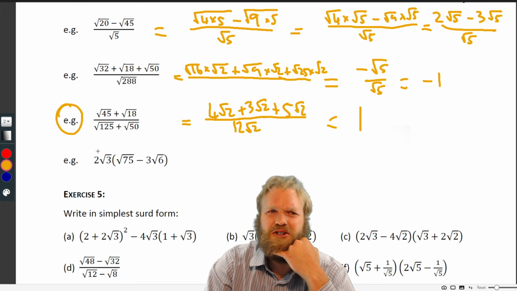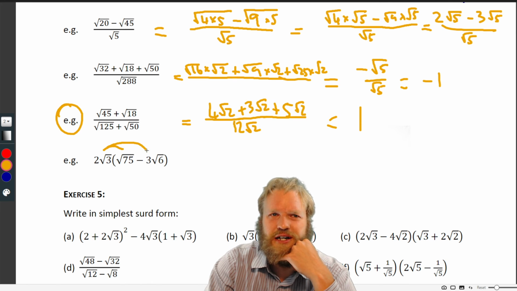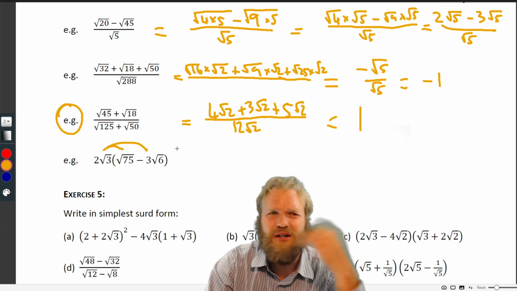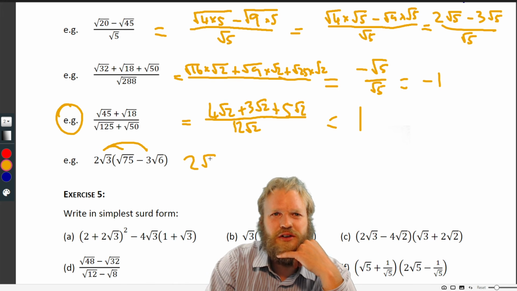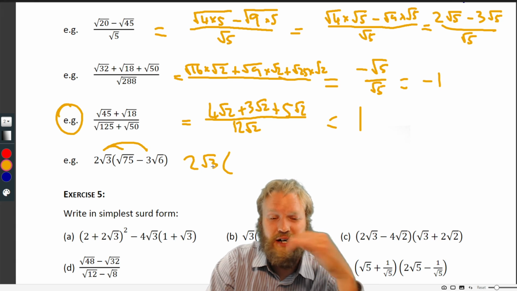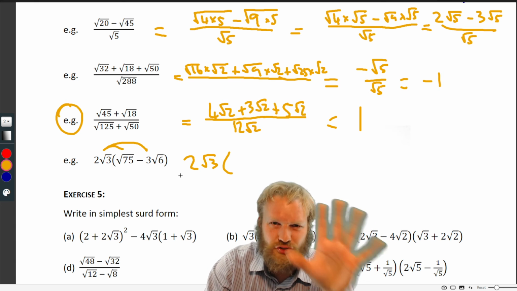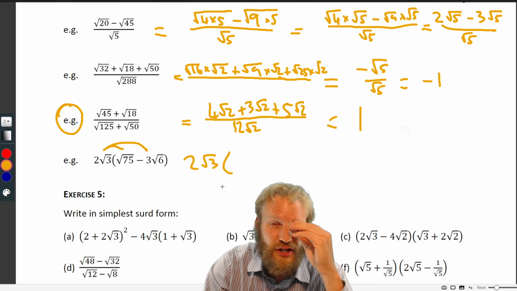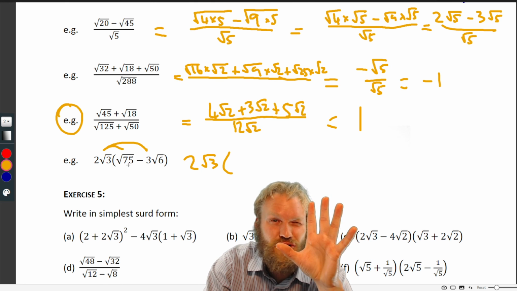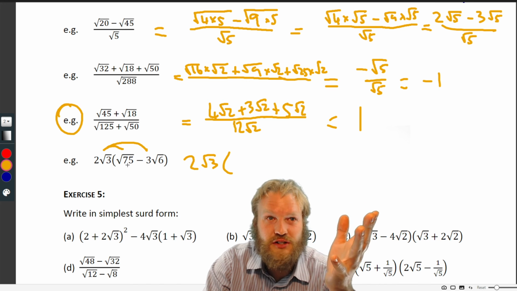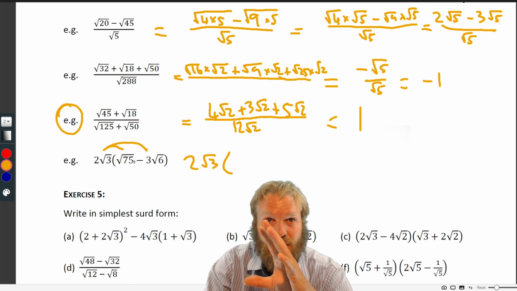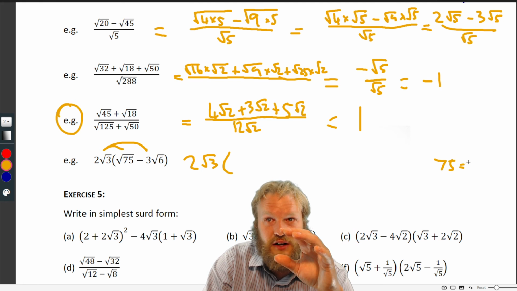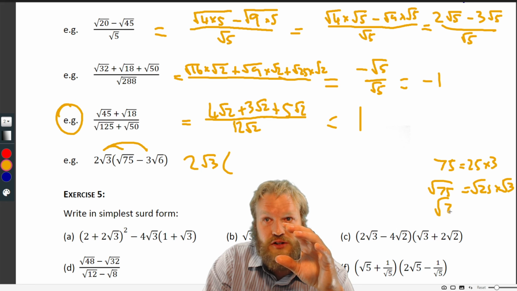And this one here looks a bit more interesting because it looks like we should multiply that in, but it doesn't look like it's going to help us much. So let's rather see what we can do inside. I'm going to skip all of the steps that please do show because they're useful. But let's just get into that concept of what's the biggest square number that goes into 75. Well, 25 goes in there 3 times. So if 75 is 25 times 3, square root 75 is square root 25 times square root 3. So square root 75 is 5 root 3.